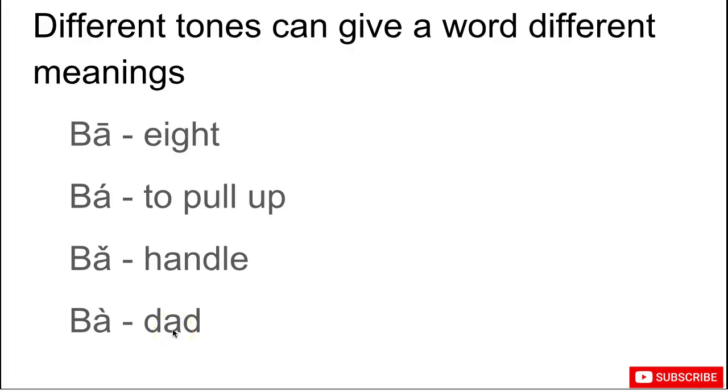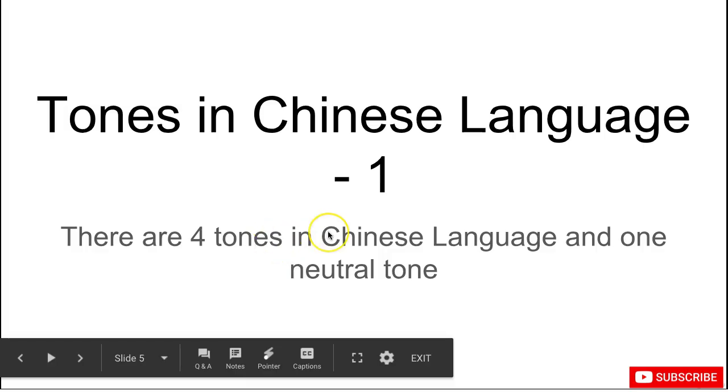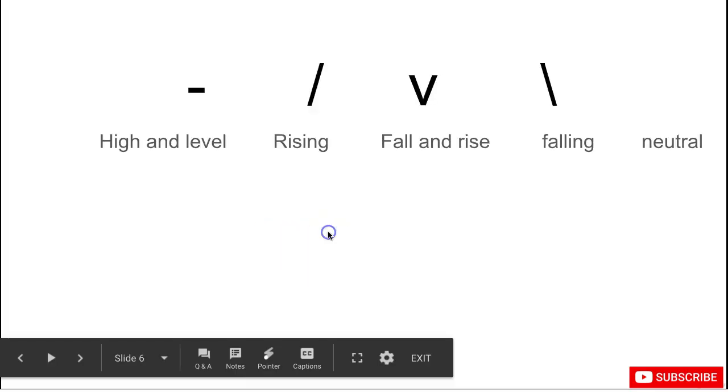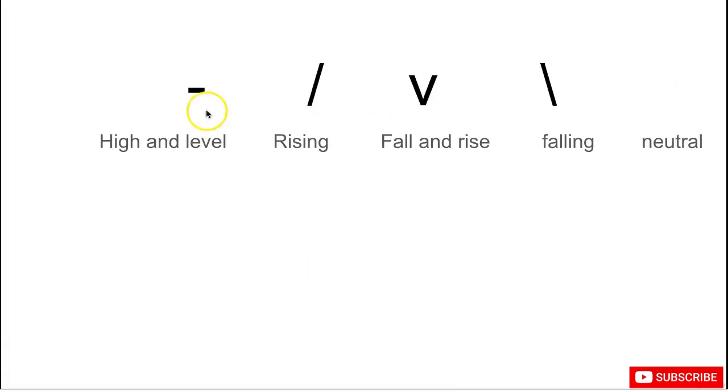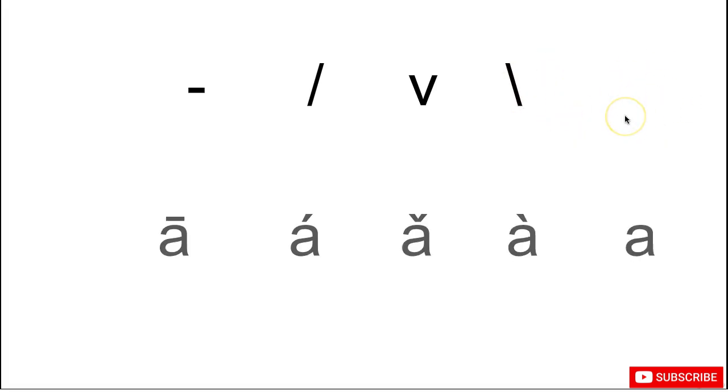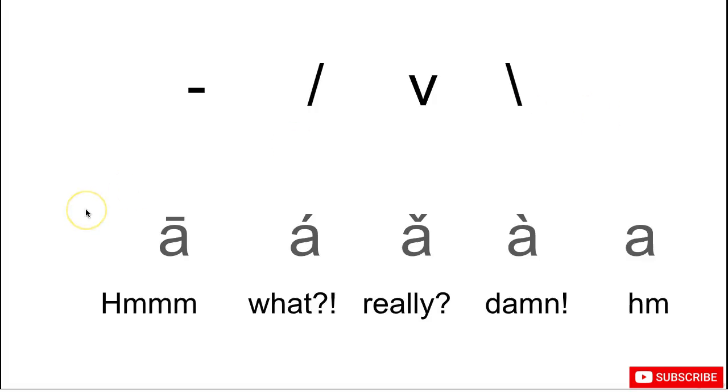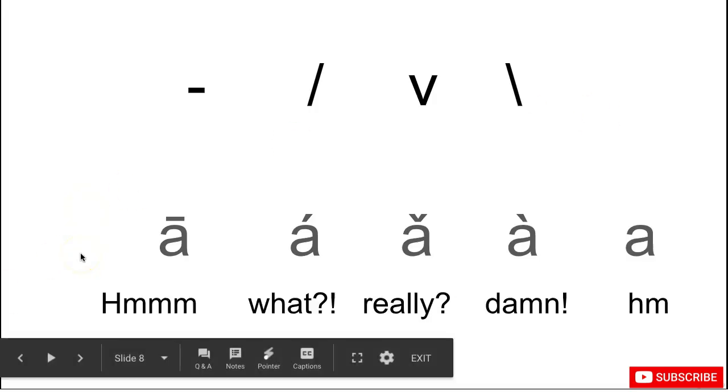All right, so we moved on to the next, and we saw the different tones in the Chinese language. There are 4 tones: the first tone is high and level, the second tone is rising, the third tone is the combination of the second and the fourth, a fall and rise tone, and the fourth tone is falling. The fifth tone is the neutral, and we saw the secrets to remembering them.